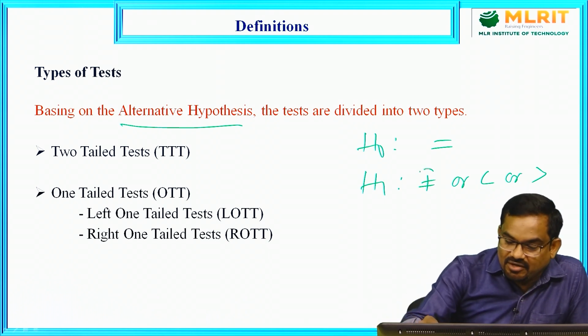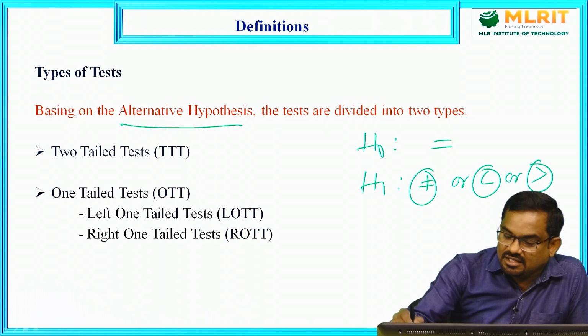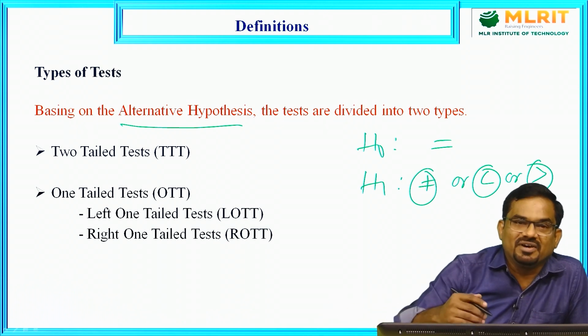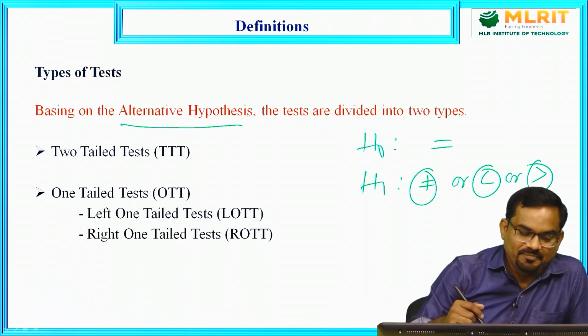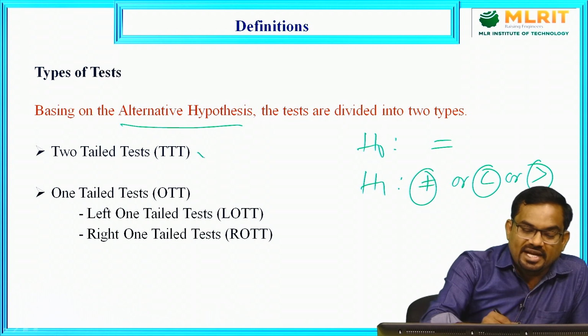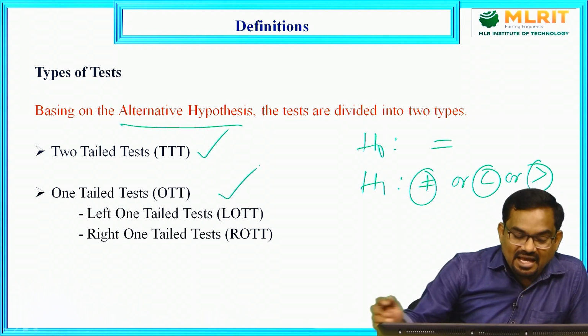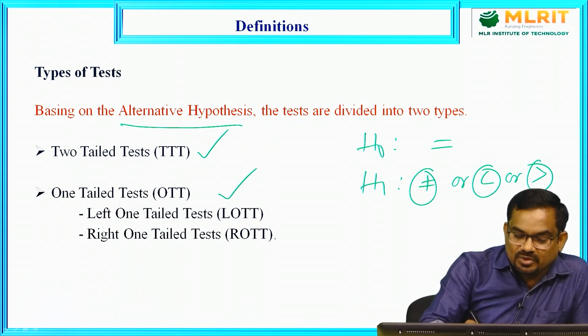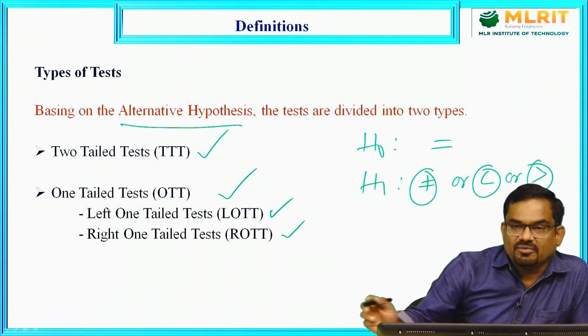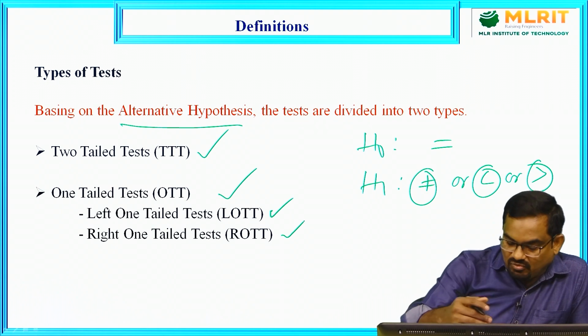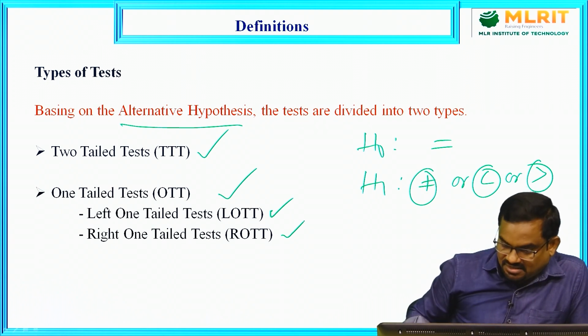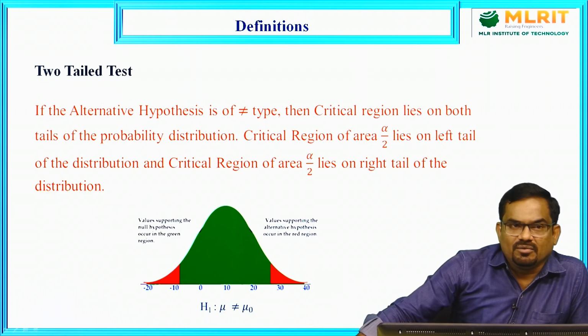So depending on this alternative hypothesis, the tests are divided into two types. One is the two-tailed test and the other is the one-tailed test. Again, in the one-tailed test, there are two types, left one-tailed and right one-tailed. Now, how we divide these tests, that we will see now.